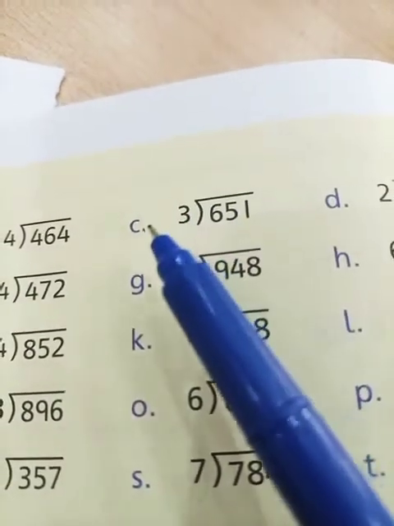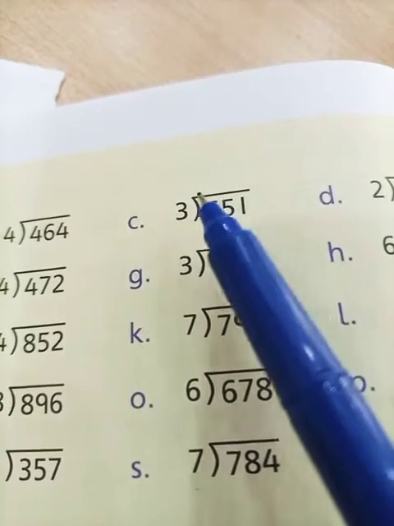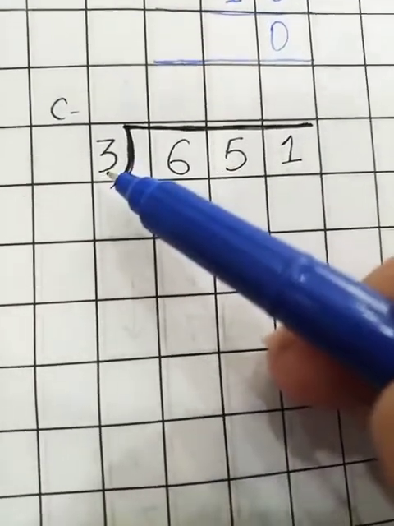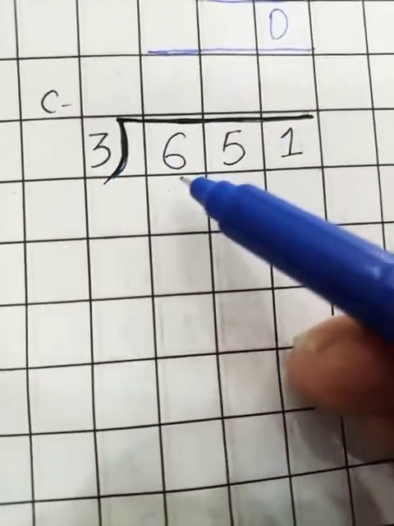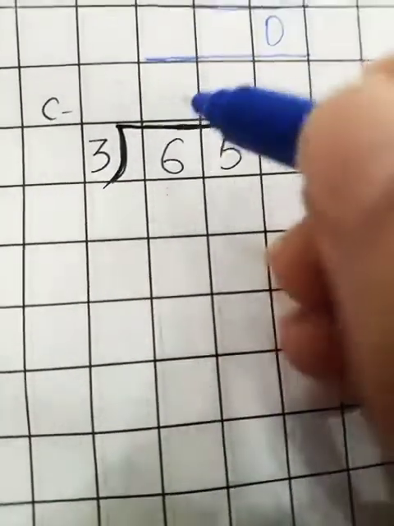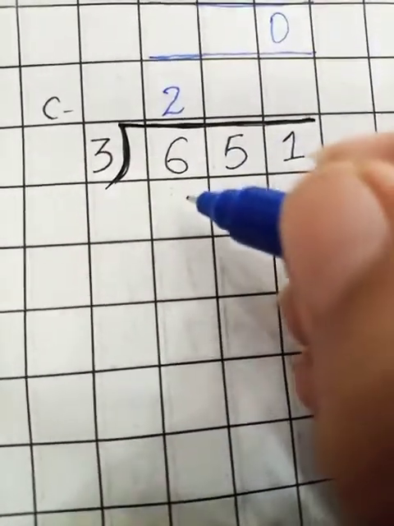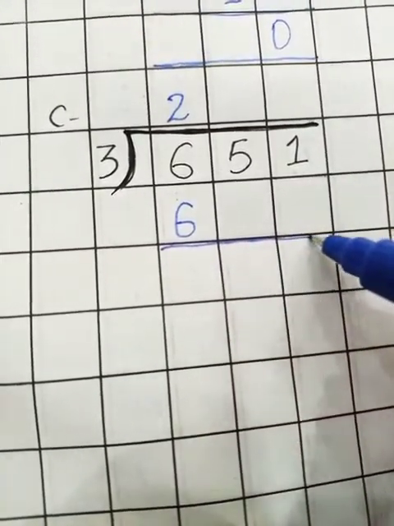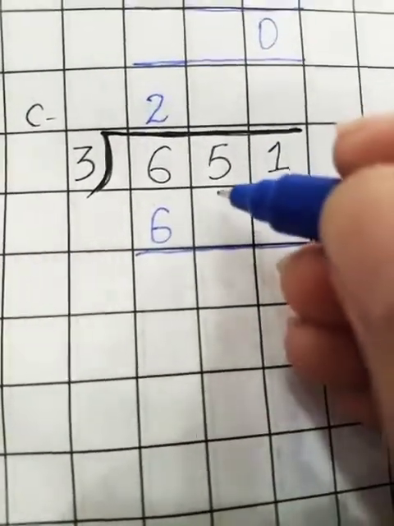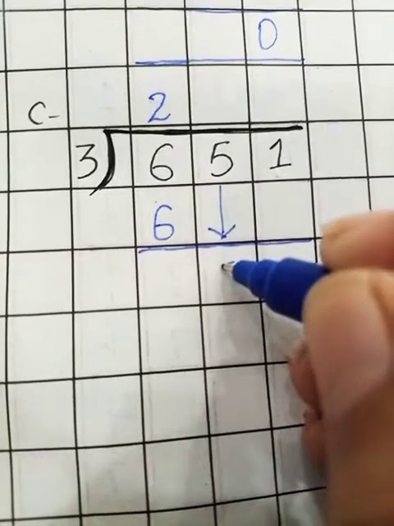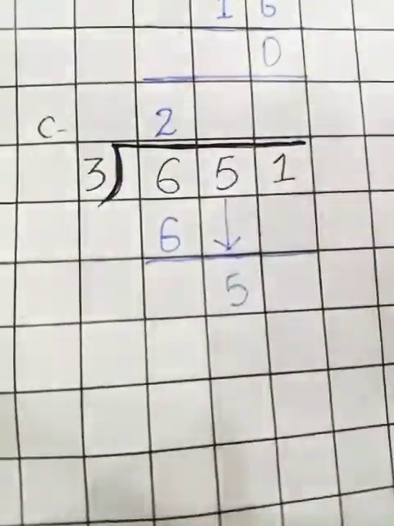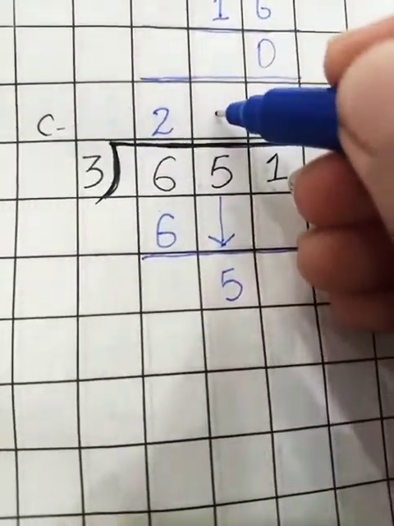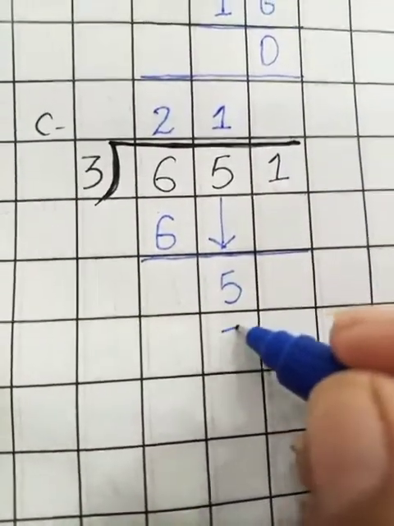Next is part C, in which we are going to divide 651 by the number 3. Now students, let's compare our divisor with the dividend. This first digit is bigger than our divisor, so 3 twos are 6. We are going to divide it first. In the next step, that is the subtraction, 6 minus 6 is 0, so I am taking this 5 down here. Now students, this 5 is bigger than my divisor, but 3 twos are 6, so 6 would be bigger. I am writing 3 ones are 3 down here.